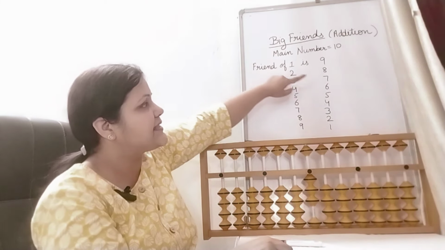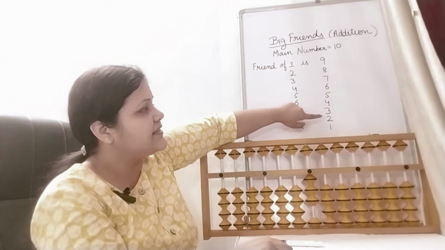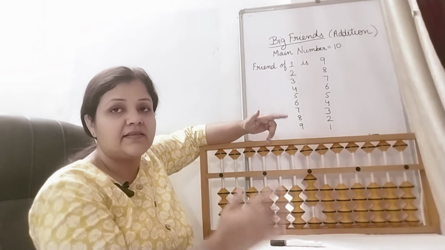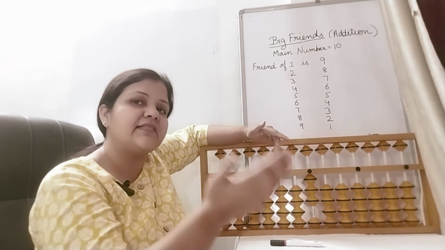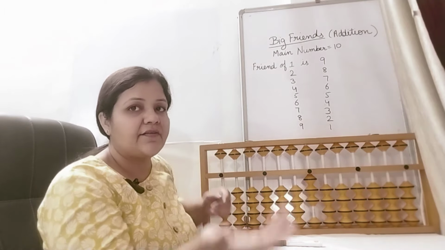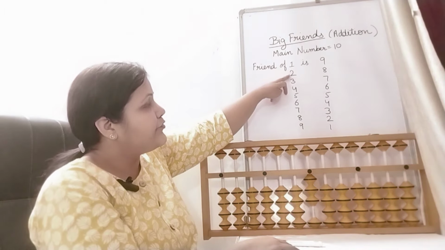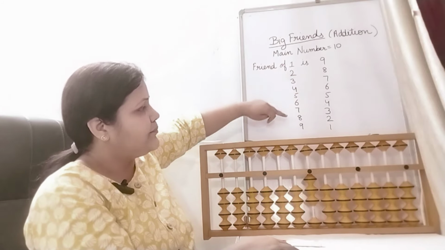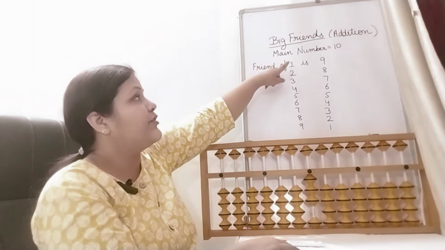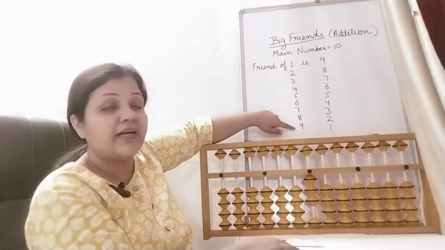Big friend of 3 is 7, and big friend of 7 is 3, because 7 plus 3 is 10. 7 plus 3 is equal to 3 plus 7. So the friend of 3 is 7, and the friend of 7 is 3. Big friend of 2 is 8. Big friend of 8 is 2. Big friend of 1 is 9, and big friend of 9 is 1. I hope it's clear.